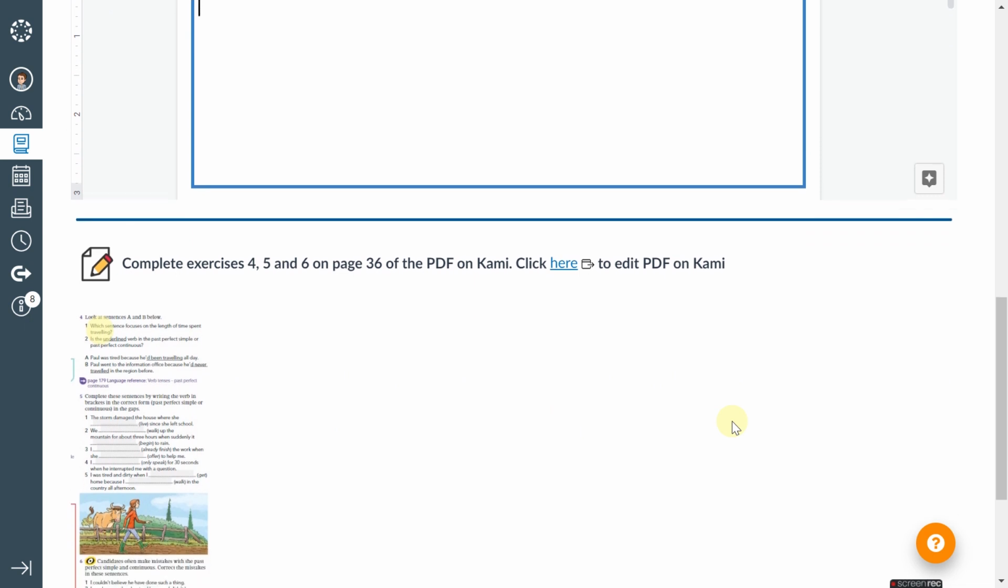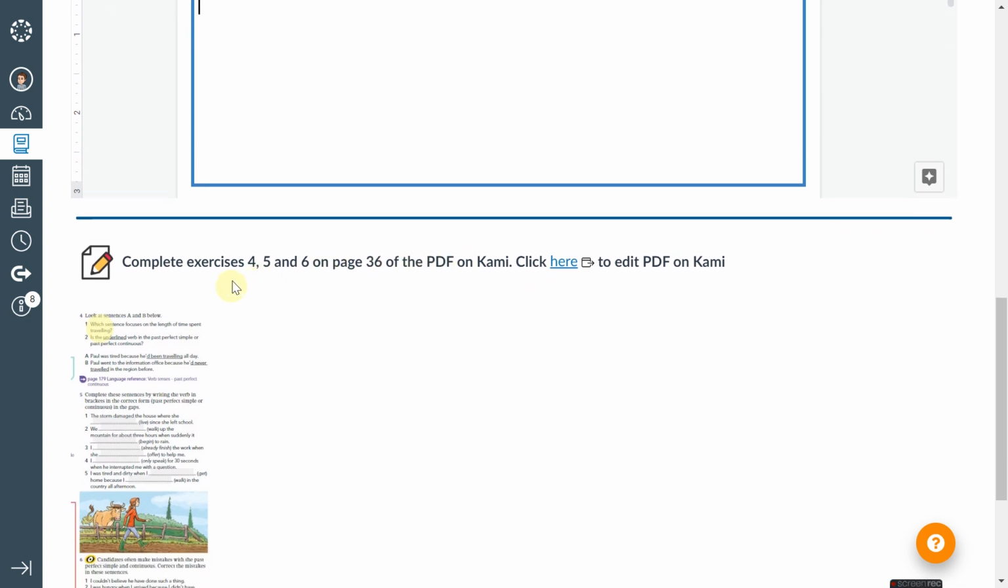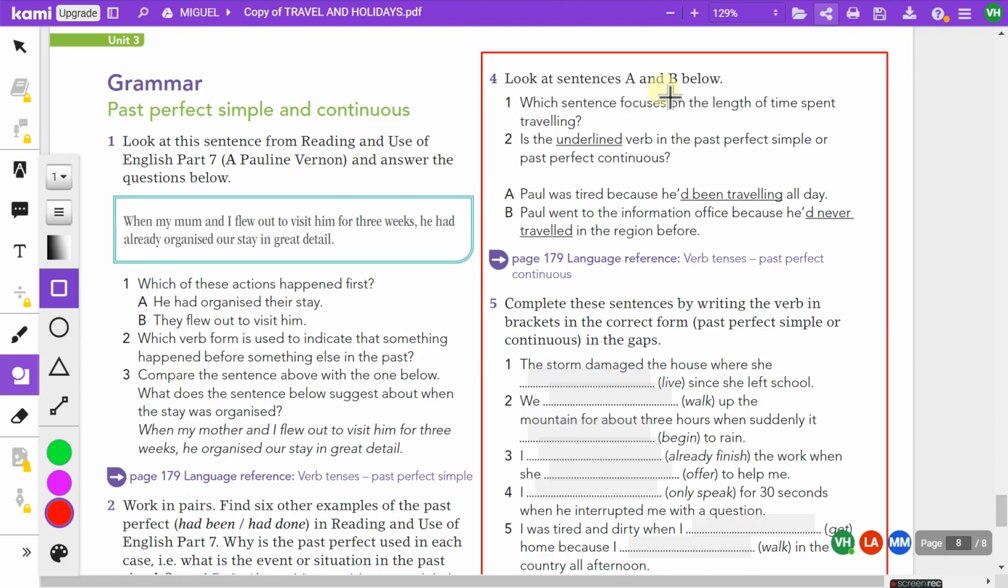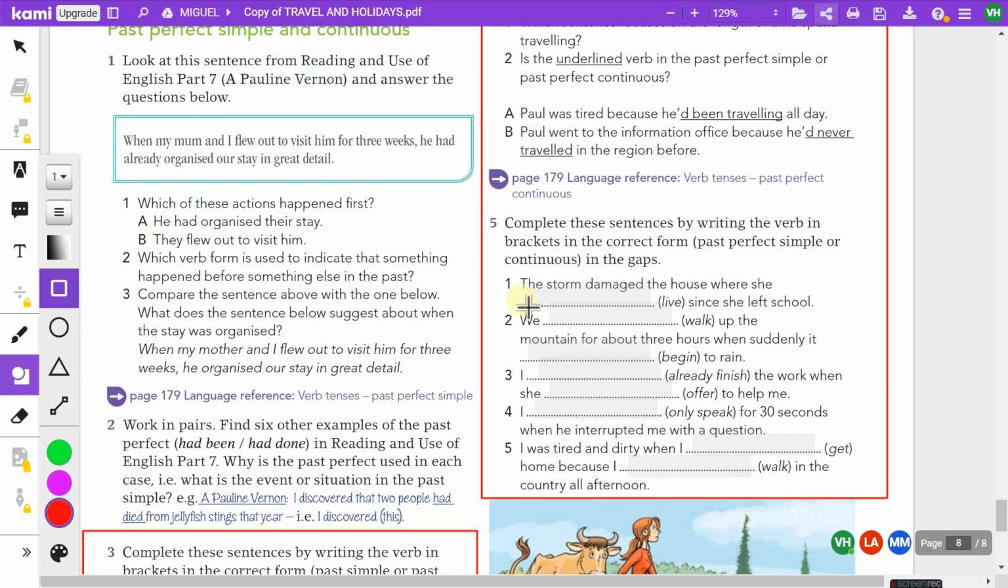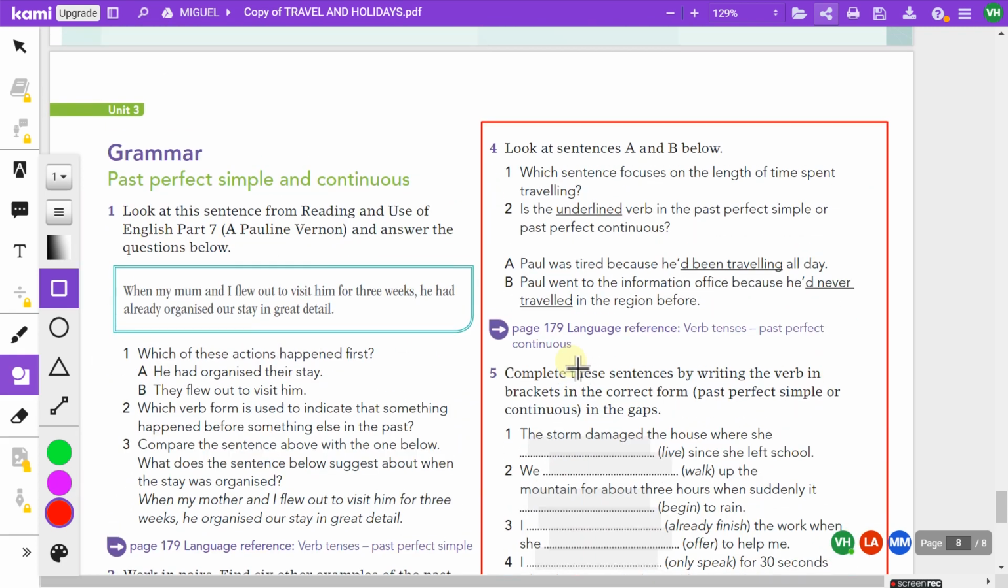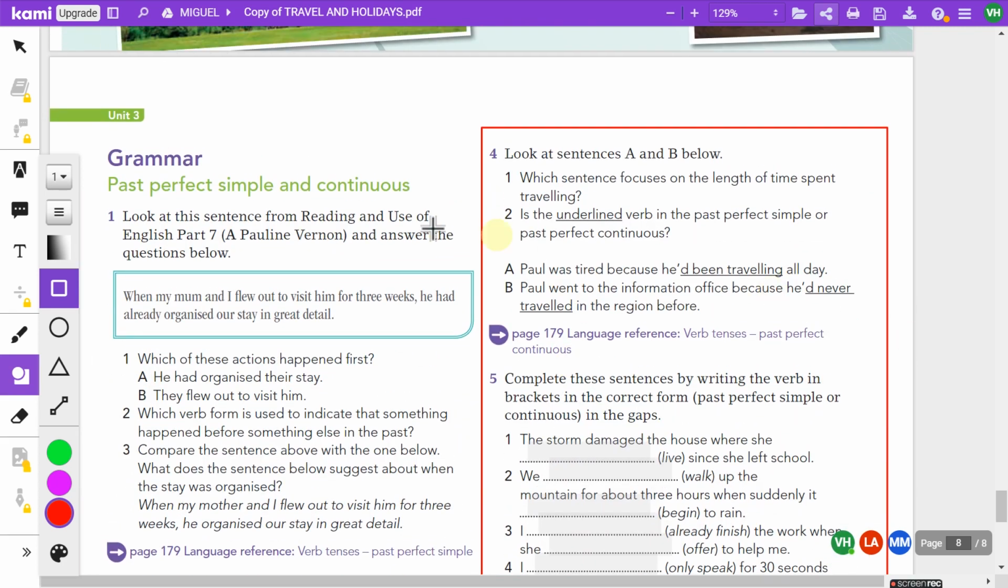After that, I would also like you to complete exercises 4, 5, and 6 on page 36 of the PDF on Kami. You can click here to edit the PDF. So exercises 4, 5, and 6.